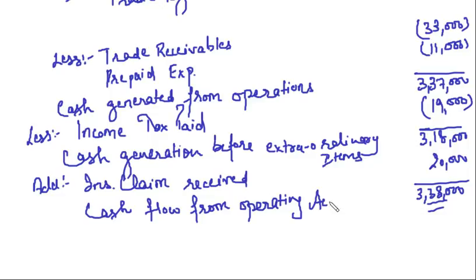Clear? Clear, friends? I hope this much is clear to you. Right? So this is how we calculate cash flow from operating activities. Here the important point was, one, this income tax paid, and the second was this insurance claim, the extraordinary item. Right? Make a note.